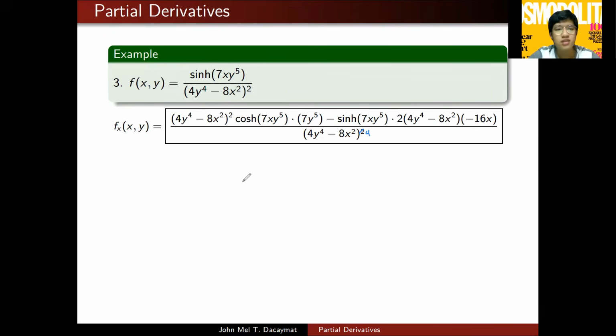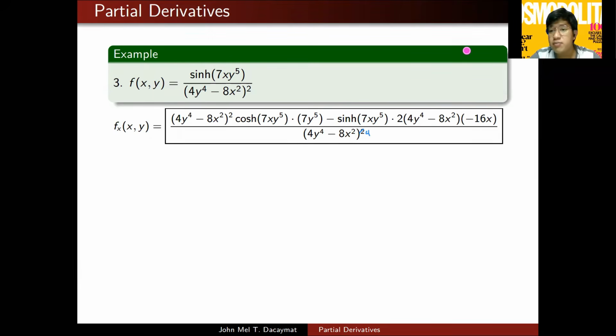Okay? But that's your answer. Good. So, yung f sub y, I will leave it to you. So, just use quotient rule again since there's a y appearing both in your numerator and your denominator and treat x as a constant.